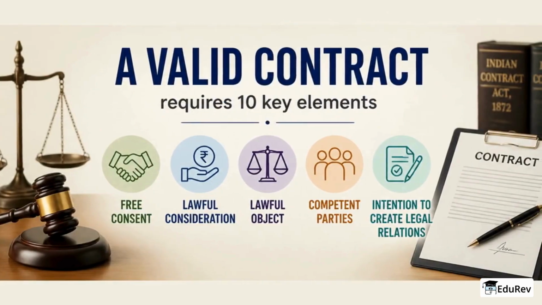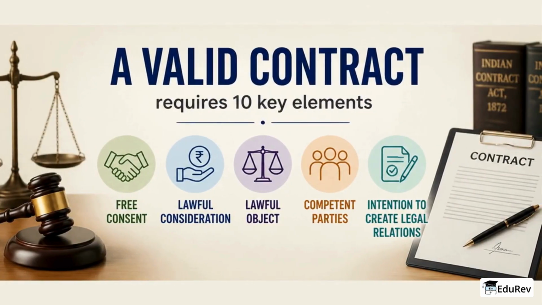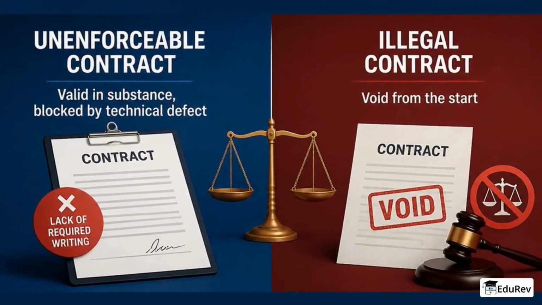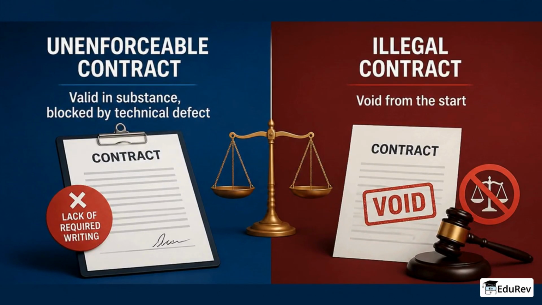A valid contract satisfies Section 10 elements like free consent, lawful consideration, lawful object, competent parties, and intention to create legal relations. A void contract may be unenforceable later, for instance by supervening impossibility, while a voidable contract remains valid until the aggrieved party rescinds it. An unenforceable contract is valid in substance but blocked by technical defects like lack of required writing, and an illegal contract is void from the start.